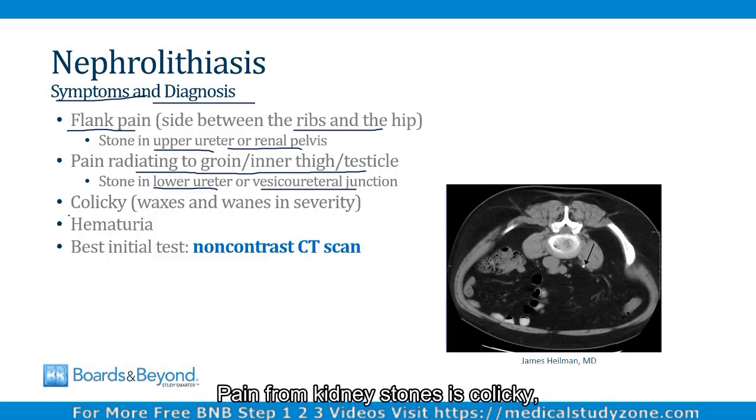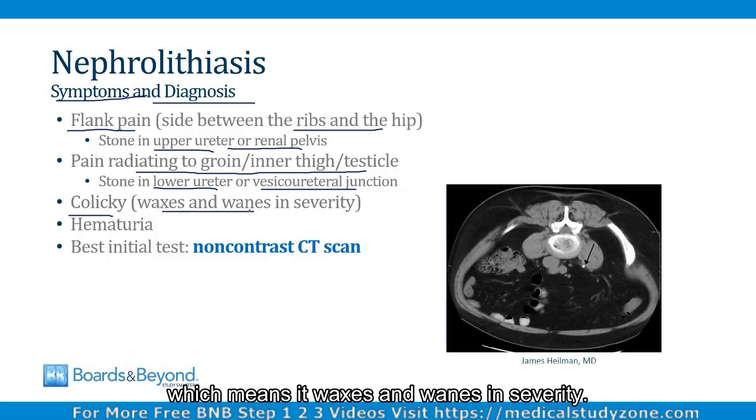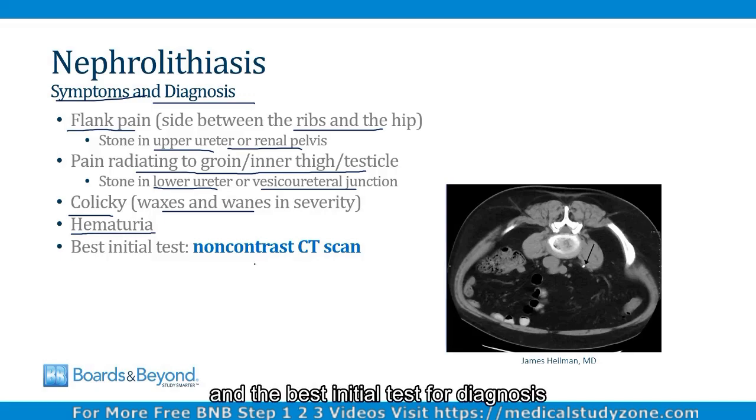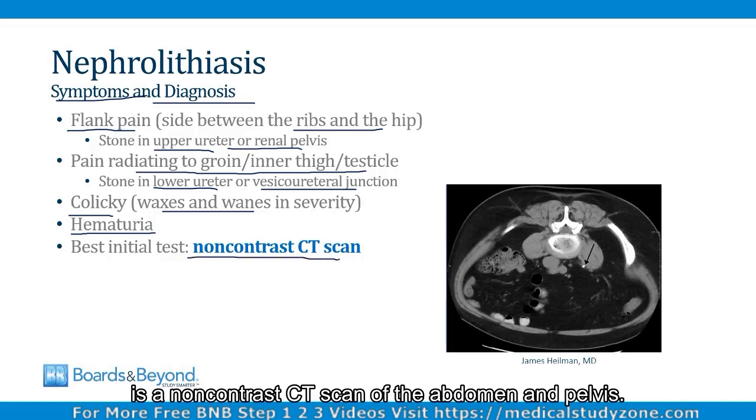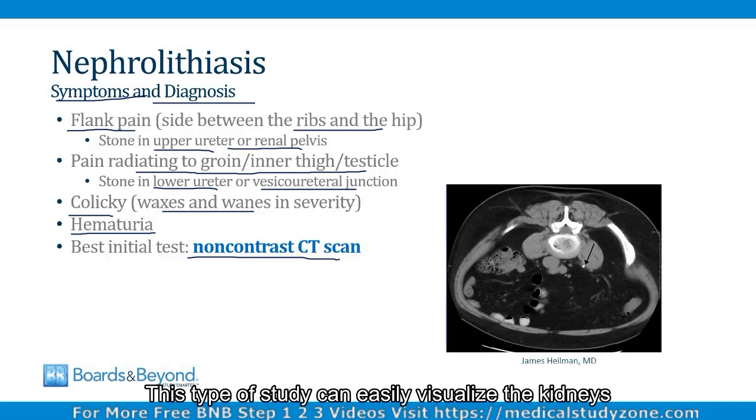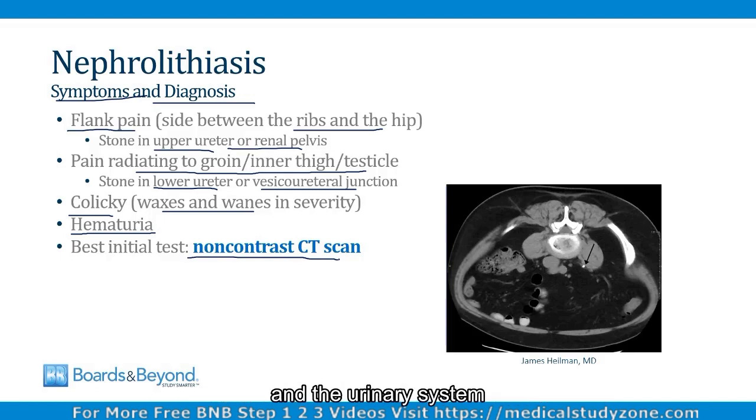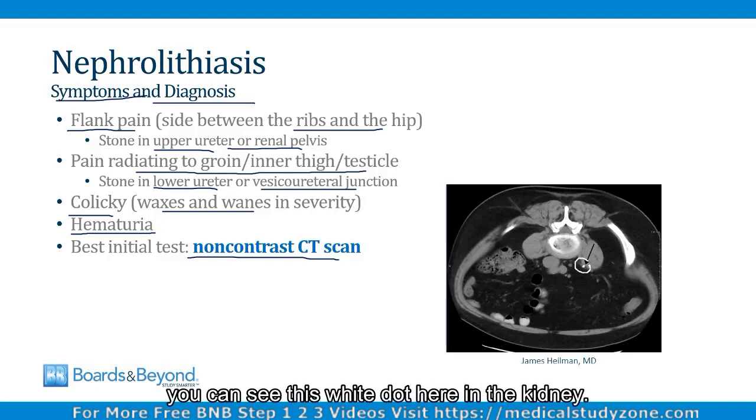Pain from kidney stones is colicky, which means it waxes and wanes in severity. When you treat patients who have kidney stones, you will see that they will describe the pain as coming and going in waves. Kidney stones commonly lead to blood in the urine, which is hematuria. And the best initial test for diagnosis if you suspect a patient has a kidney stone is a non-contrast CT scan of the abdomen and pelvis. This type of study can easily visualize the kidneys and the urinary system, and it can allow you to visualize stones. If you look at this CAT scan on the screen from a patient with a kidney stone, you can see this white dot here in the kidney. That is evidence of a kidney stone.